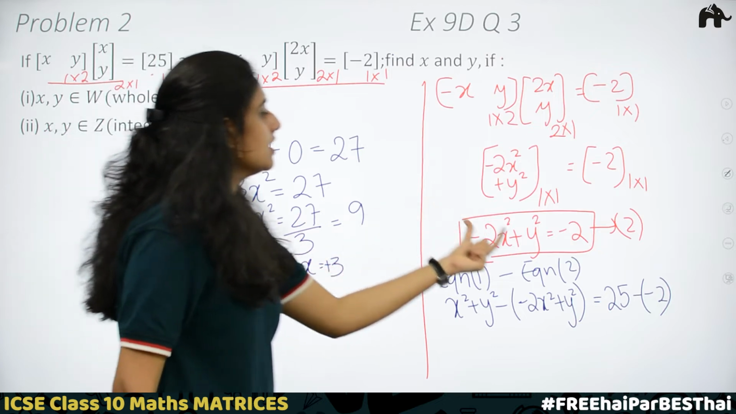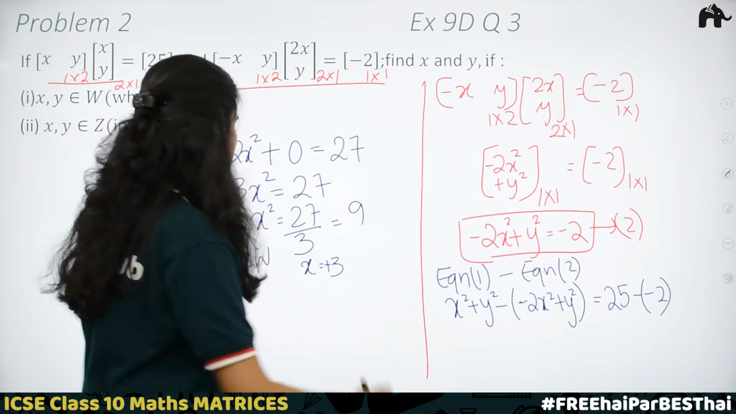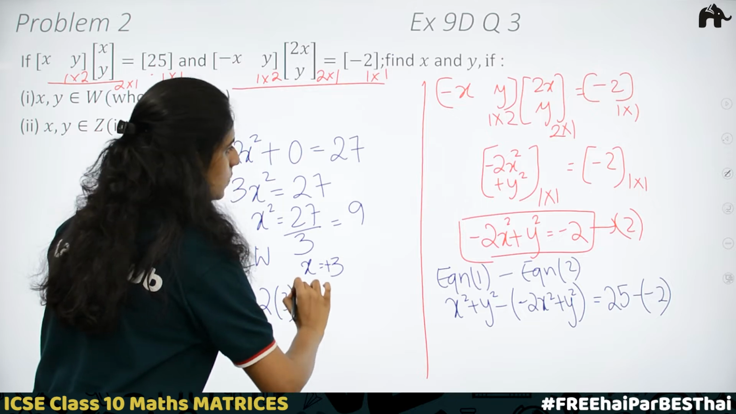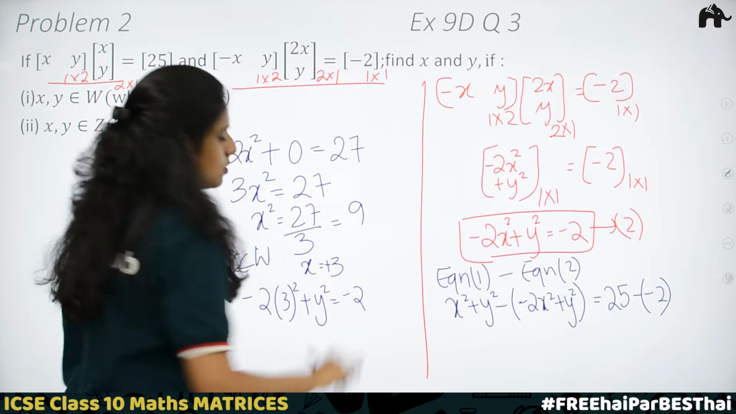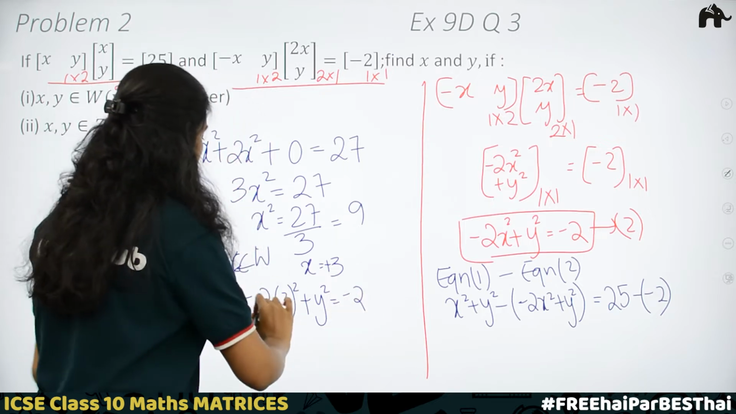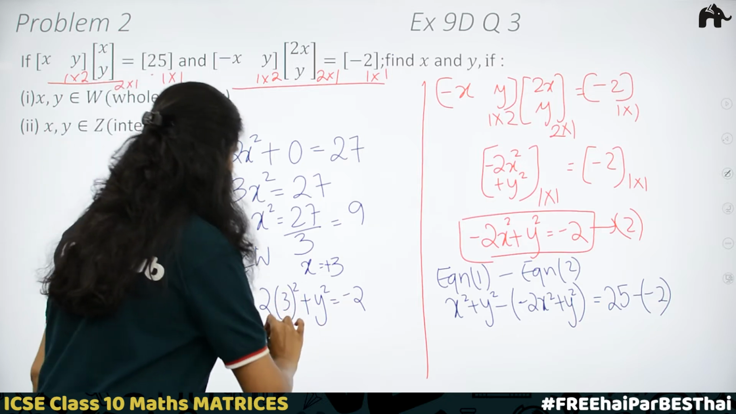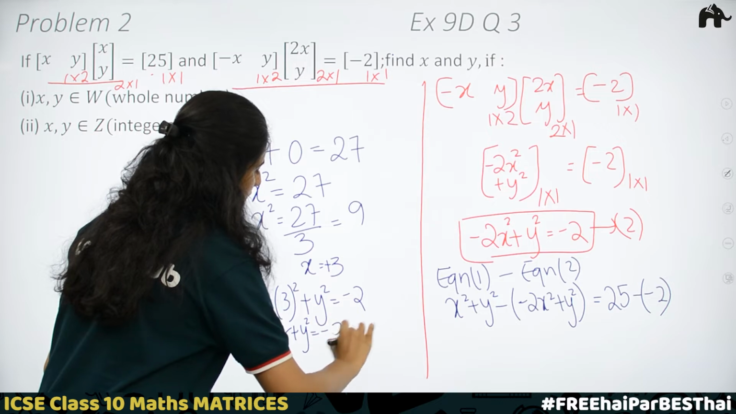We can consider this equation. Substitute 3 in place of x. What do we get? Minus 2 into 3 square plus y square is equal to minus 2. Minus 2 into 3 square: 3 square is 9, and 9 into minus 2 is minus 18. Plus y square is equal to minus 2.